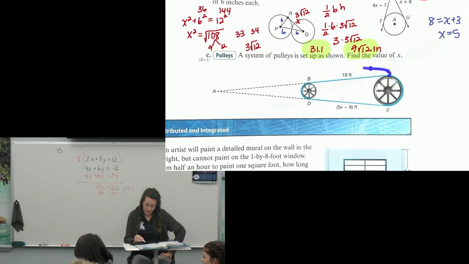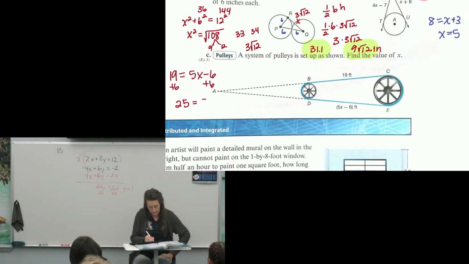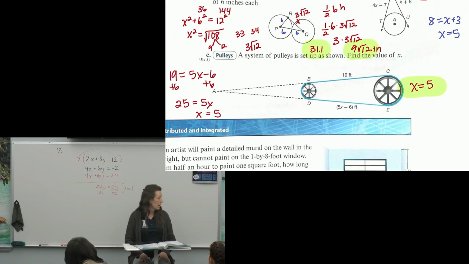Okay, so we can have this equal to this, right? We can set those equal to each other. 19 equals 5x minus 6. And then we add 6. 25, so x equals 5. Oh, they want us to solve for x. So x equals 5. Okay, that is how we do that problem.